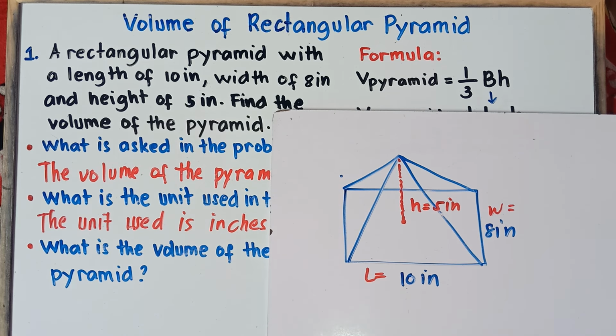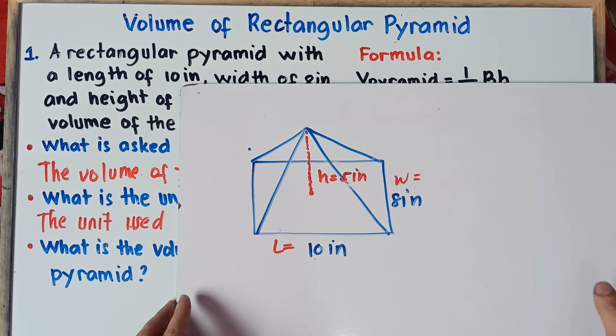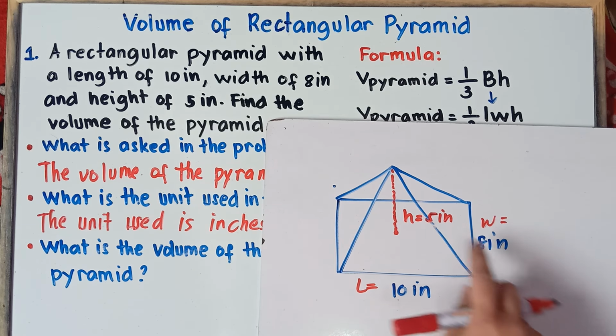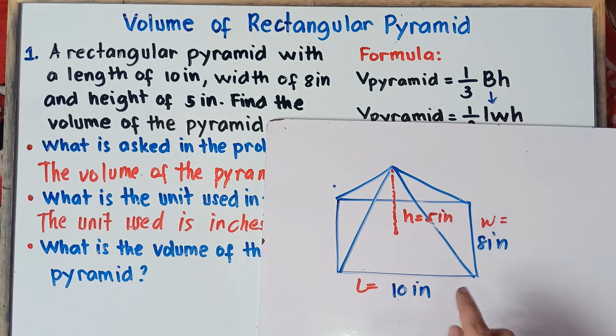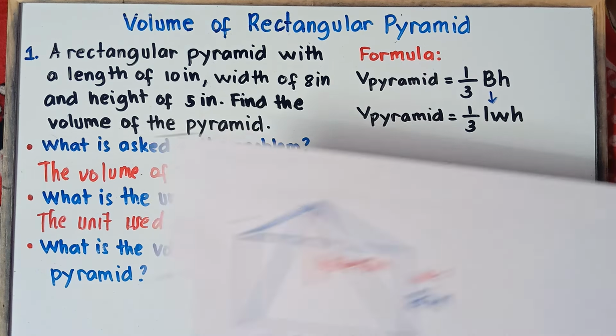Since we don't have enough space, I will just write the illustration on another whiteboard. So this will be our illustration for the pyramid. Length is 10 inches, width is 8 inches, and then the height. We are told to find the volume. So therefore, we have given length, width, and height. We will be using the second formula.